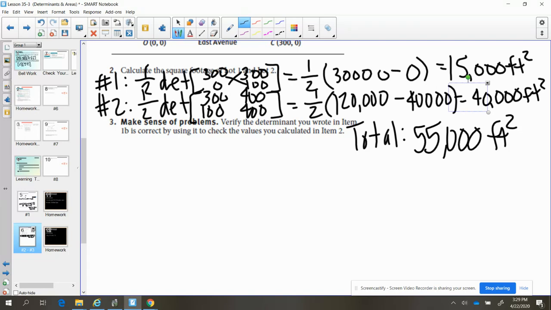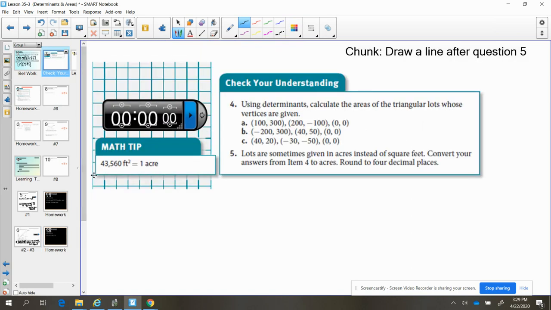So if we look then at the check your understanding, take a moment to try A and B on your own. We'll skip C just for time's sake, but again, take a moment to check those out and find your final answer.